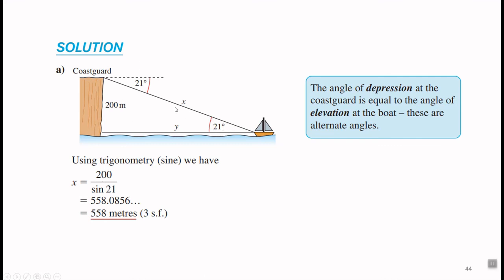Then you can find the missing values. We want to find x. With respect to 21 degrees, we can mark this as the opposite side and this as the adjacent side. Opposite to 90 degrees is x, the hypotenuse. So if you want to find x, you can write sin 21 degrees equals opposite over hypotenuse. Opposite is 200, hypotenuse is x. Make x the subject and find the answer.